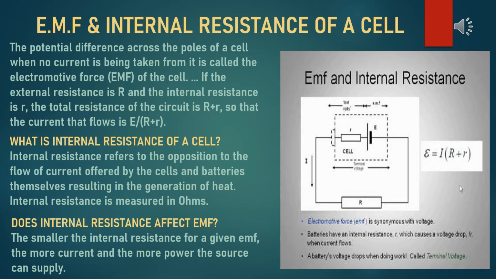Now hope you have understood the diagram. That's why I have given the diagram. This diagram is not in your book. Hope you will understand better than from your book. Electromotive force EMF is synonymous with voltage. See what is written here in the diagram. Batteries have an internal resistance small r, which causes a voltage drop, that is v equal to I into r, when current flows. And the last point, a battery's voltage drop when doing work is called terminal voltage. That means E is equal to I into (R plus r).